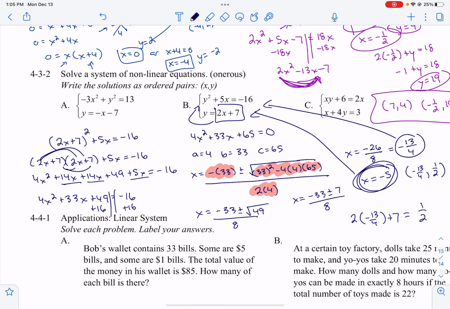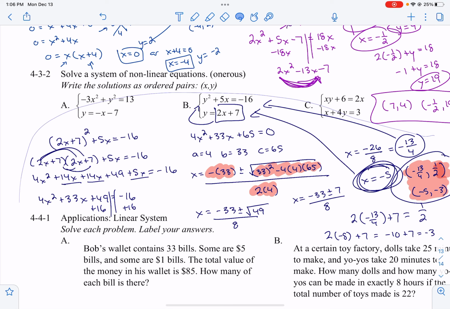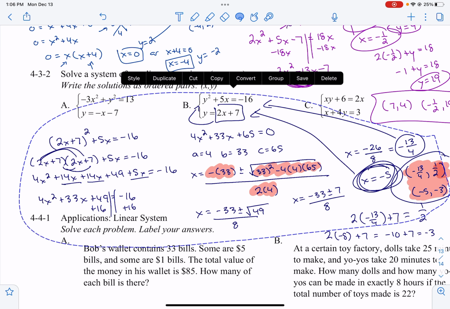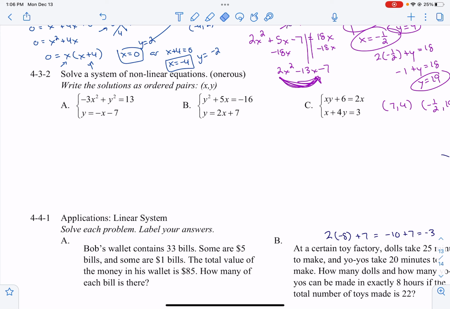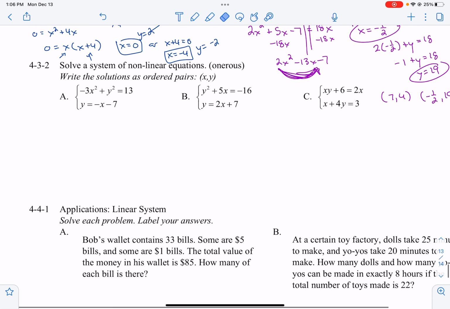Now we've got to plug in the negative 5. So 2 times negative 5 plus 7 becomes negative 10 plus 7, which becomes negative 3. So my other answer is negative 5 comma negative 3. So those two right there are going to be my answers. Make sure you write them as parentheses because they are points that cross on the graph, right? So we need to make sure that we treat them as such. Okay, last example. And then you get to go on and do some things on your own.